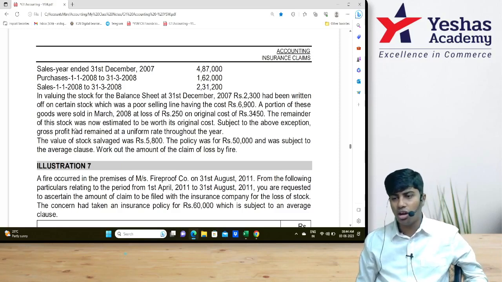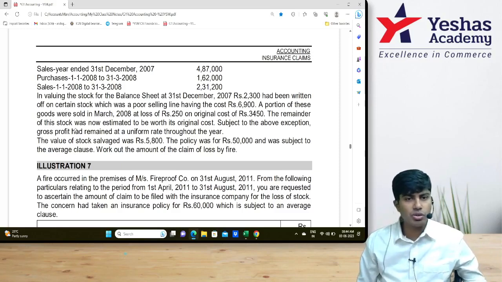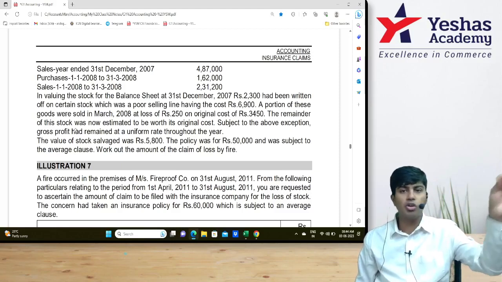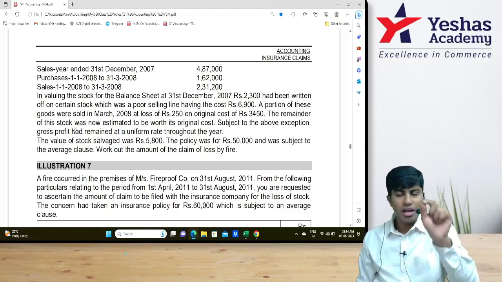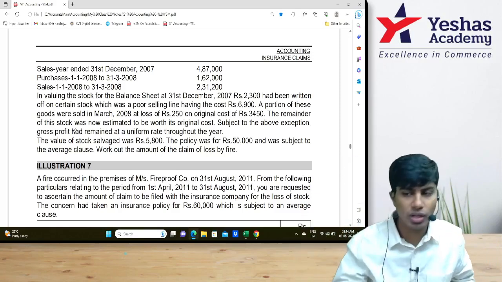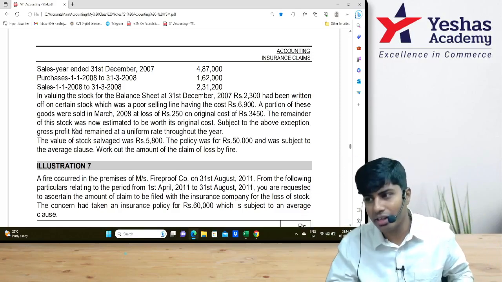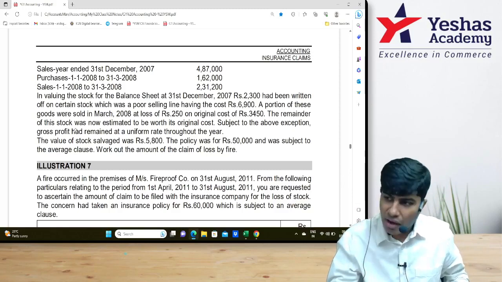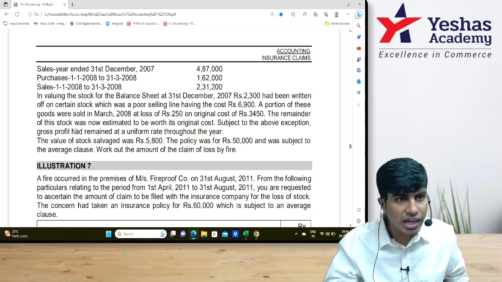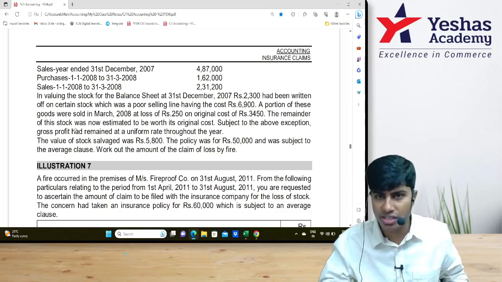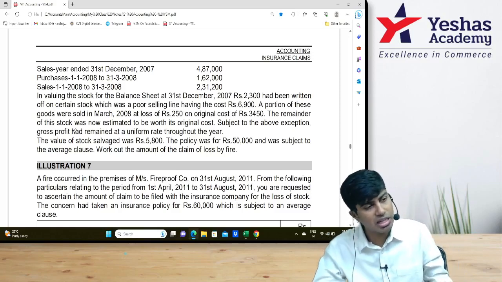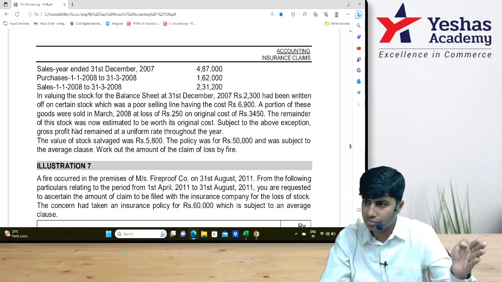The policy was for 50,000 and was subject to average clause. You get this? Previous question on the stock salvaged, whether it is taken over by the insurance company or not, about that I will get back to you. Give me a little time. I think what we've done is only correct, but it can be treated a little differently based on an assumption. I will see what they have done in the ICAI study material and then tell you. The question is not there in the ICAI study material. We'll check; it might be there in any of the past RTP or MTP. Let us keep our answer in line with ICAI's answer.